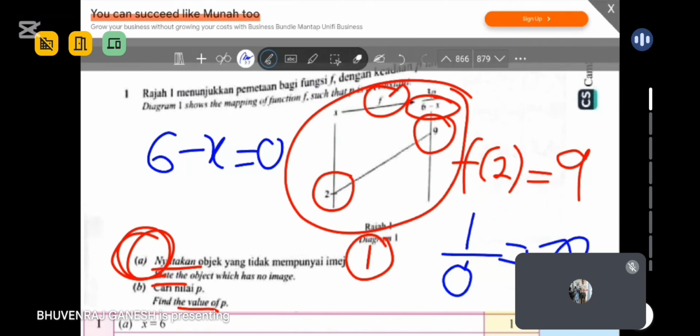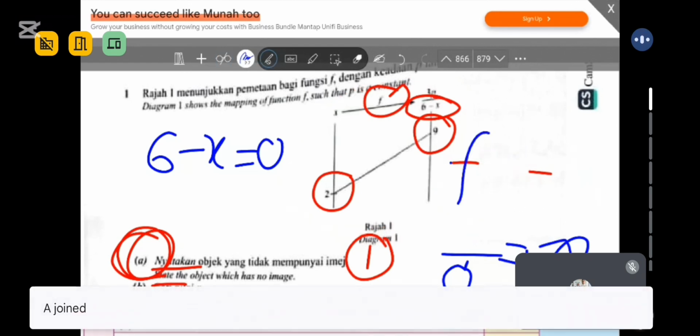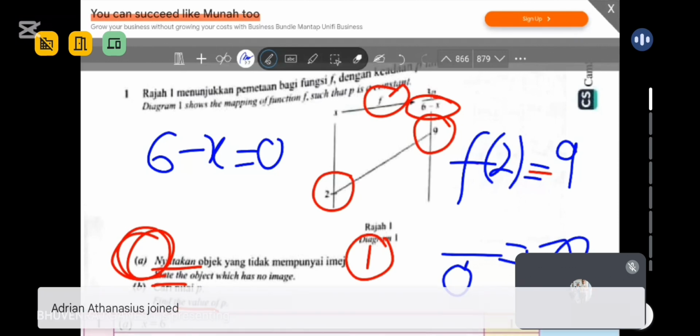Okay, now soalan B, guys. So your starting equation is this one. Okay, ini adalah, how come it always disappear? Never mind. Okay, so F2 is equal to 9. This is your starting equation. Okay, kamu kena mula dengan info ni.